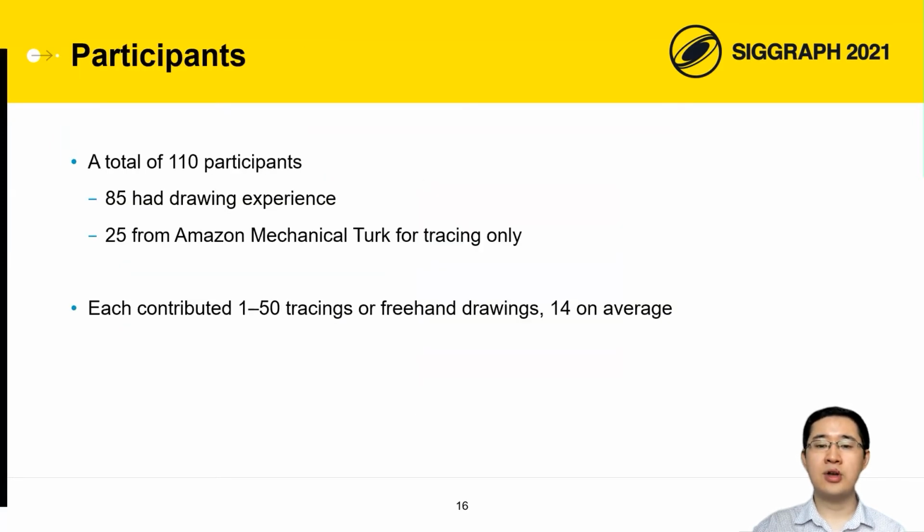There was a total of 110 participants. 85 were professional illustrators, experienced students from art and architecture schools, students enrolled in a college drawing class, or amateur drawing enthusiasts. To enrich the dataset with easier to collect cross-source data used in machine learning research, we recruited 25 participants from Amazon Mechanical Turk for tracing only.